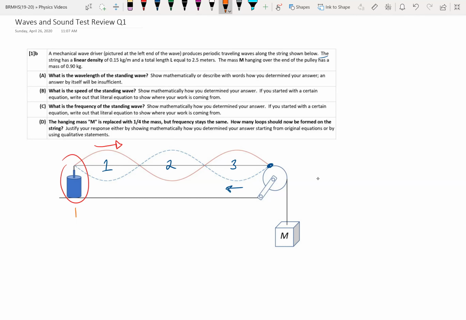The full length capital L of the string is always going to be from the wave driver on the left all the way to the fixed end at the pulley over there. All right, and that's not necessarily going to be equivalent to the wavelength. The wavelength is going to be the length of the wave being formed on the string.